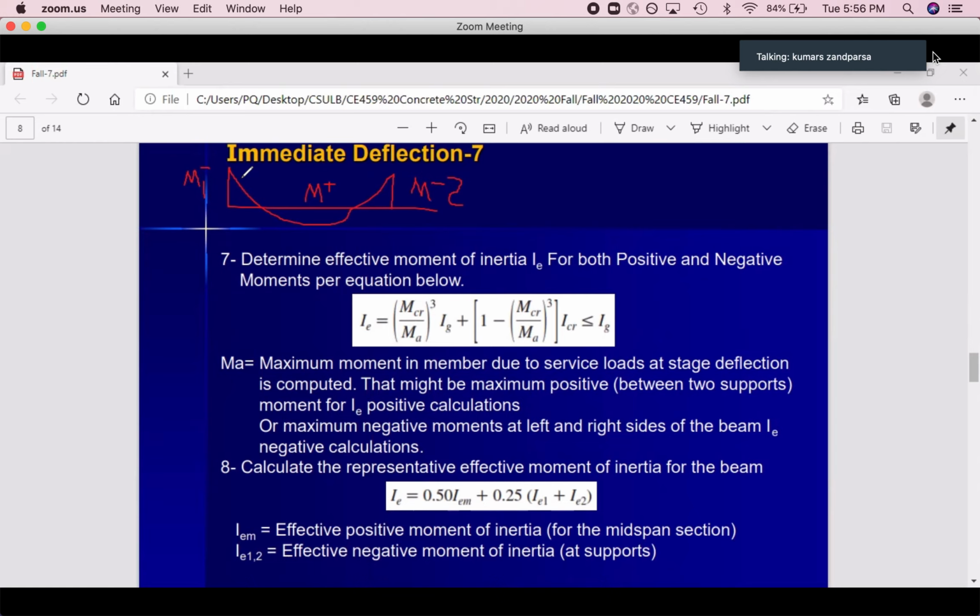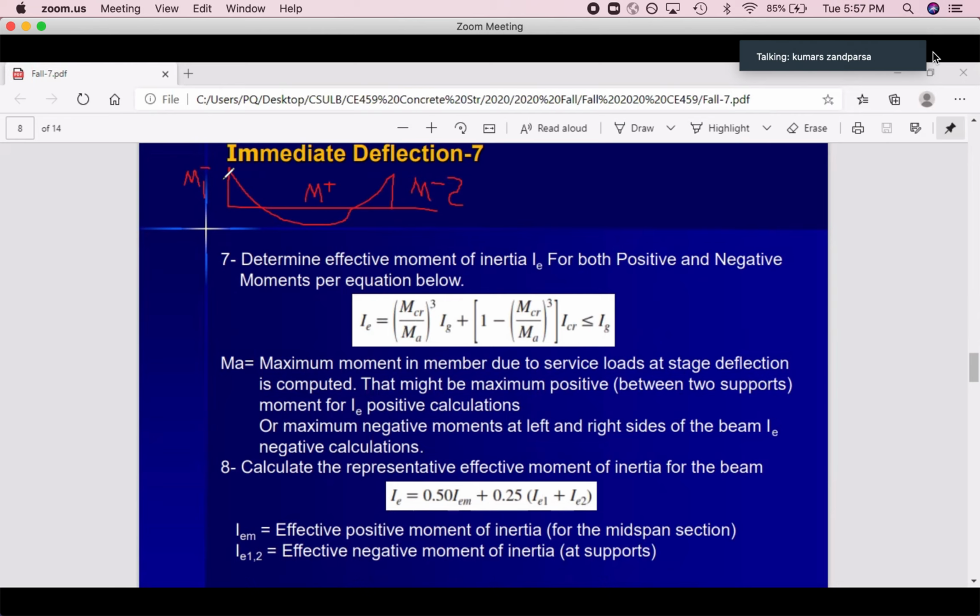Okay. For this negative, use M crack for that negative divided by MA, this moment, whatever it is, times IG for that uncracked section that we calculated, plus 1 minus M crack for that negative divided by MA, the same, to the power 3, times I crack for that negative moment based on the rebar that we had.